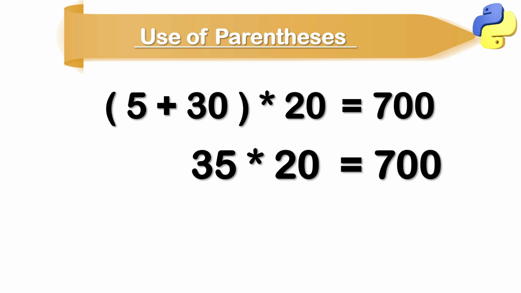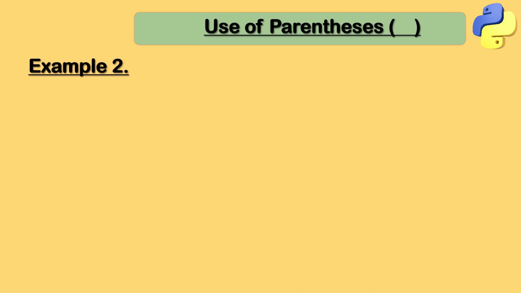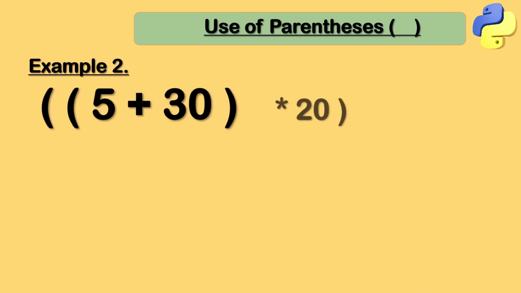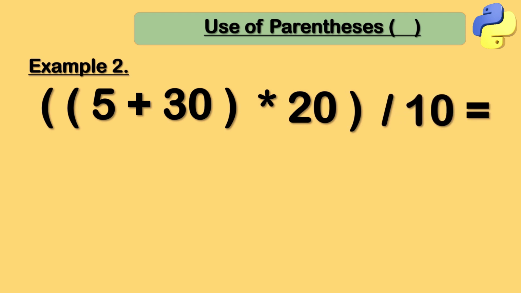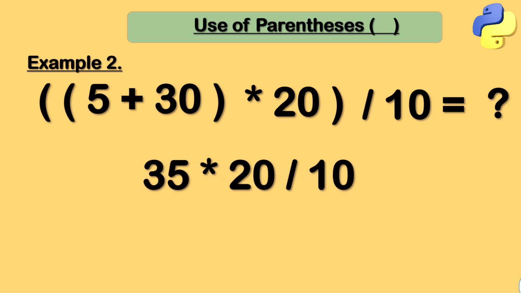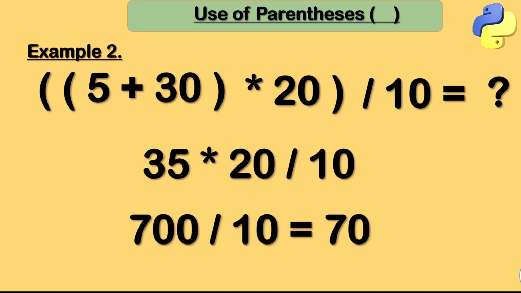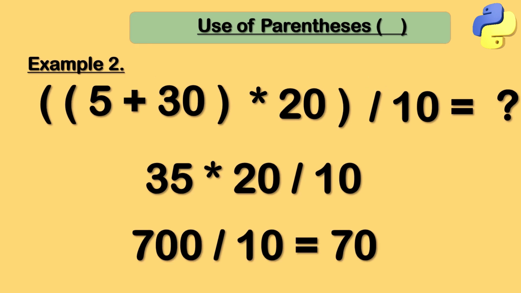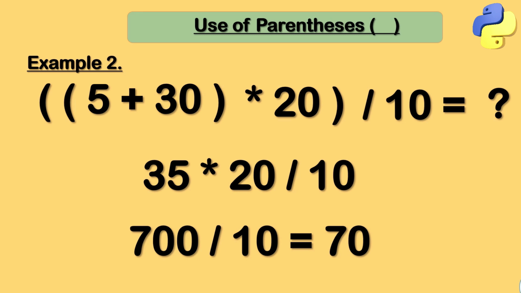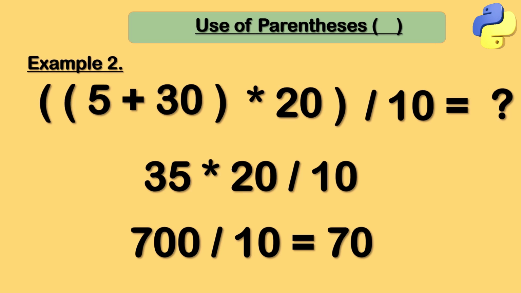Parentheses can be nested, which means that there can be a parenthesis inside a parenthesis like this. Now 5 plus 30 is inside the parentheses. Now we will multiply with 20 with the main bracket closed, divided by 10. So it will look like this. Now if you enter, its output is 70. In this case, Python evaluates the innermost parentheses first, then the outer ones, and then the final division operator. In other words, this equation is saying add 5 to 30, then multiply the result by 20 and divide that result by 10.